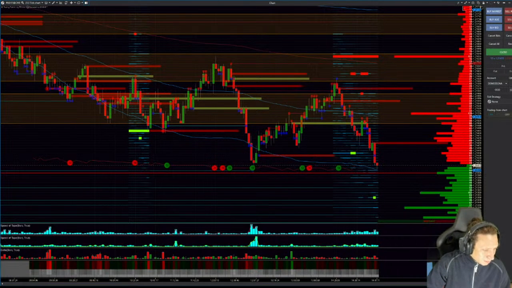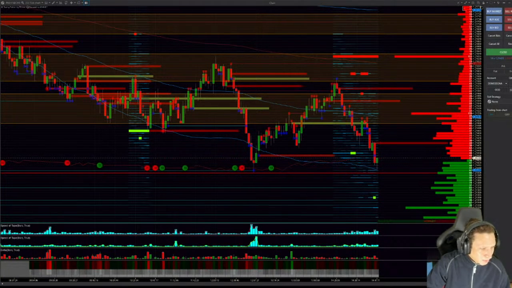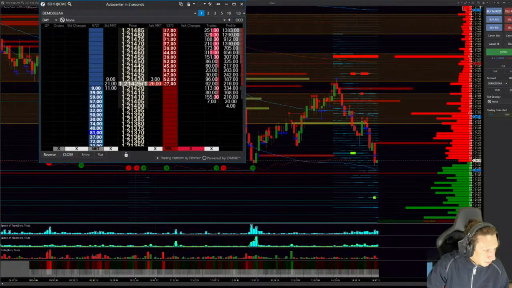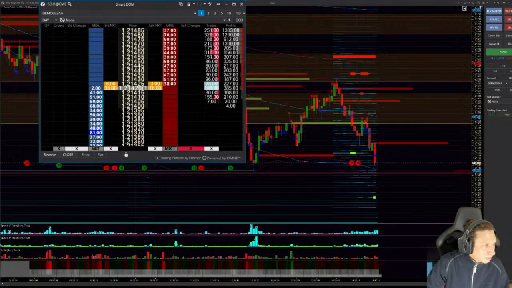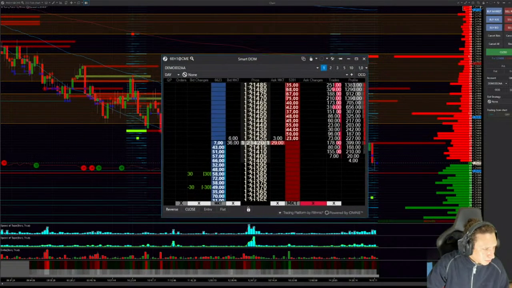So one thing I always like to check before putting my entry is how the market is behaving, by looking at the depth of the market. So let's bring that on the screen. You can see here the depth of market. Let me put it in the center so you can see it better.